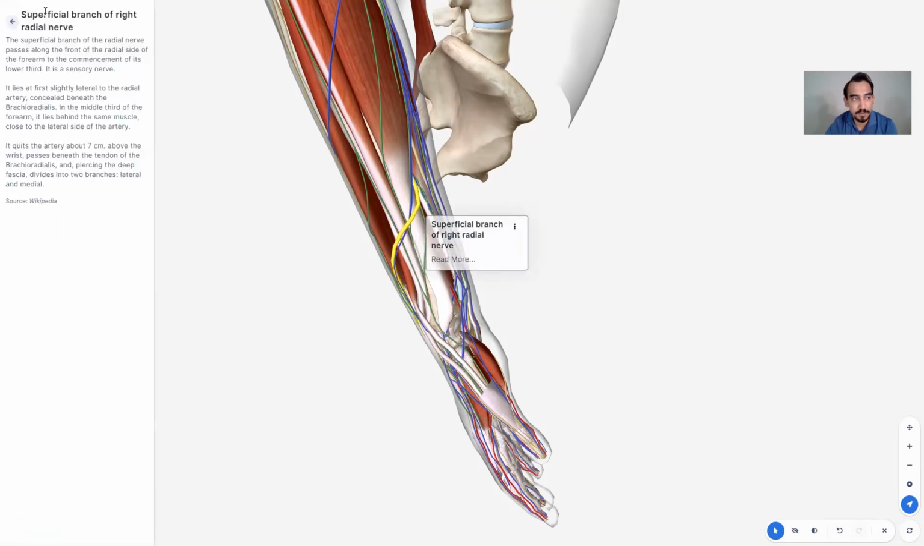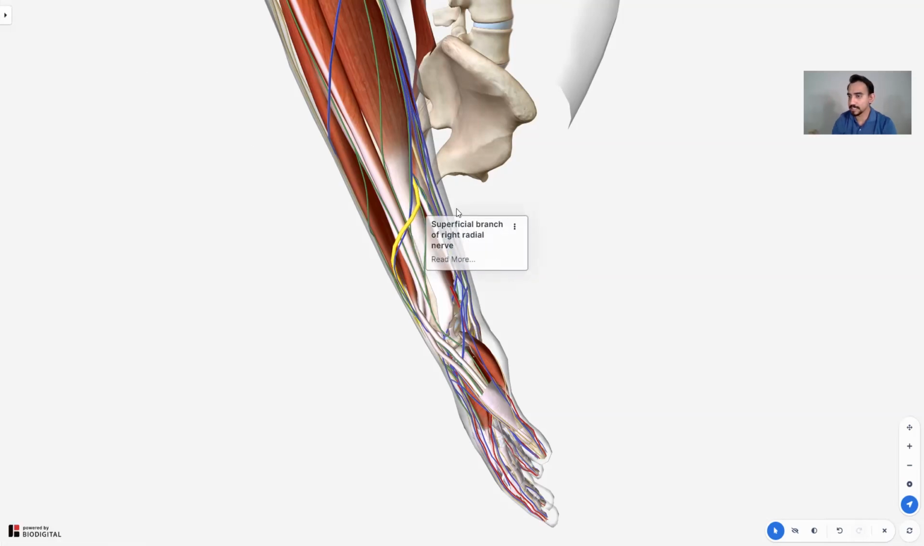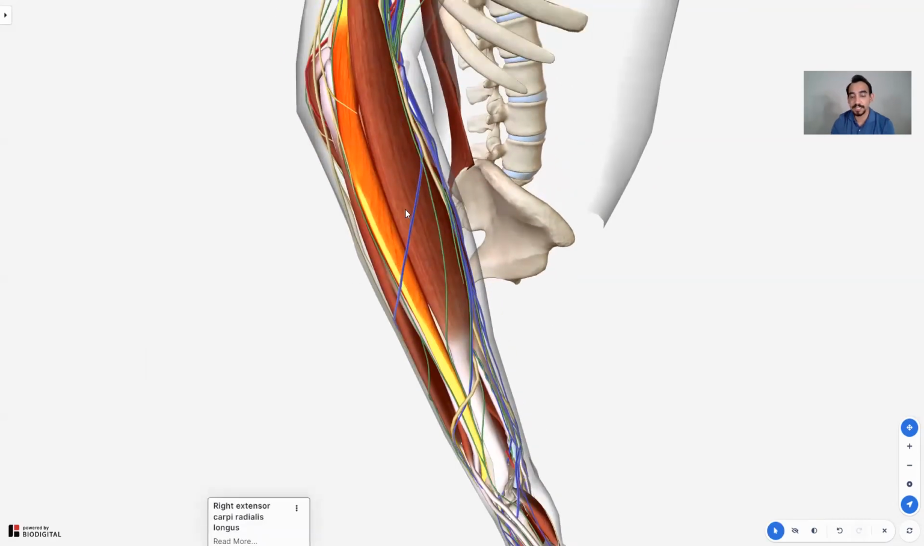Superficial branch of the radial nerve, and this nerve is purely sensory. And this nerve gets impinged, especially in this area, between your brachioradialis and extensor carpi radialis. Actually, it's not longus, it's ECRB. It gets impinged between those two muscles, causing loss of sensation in this area.